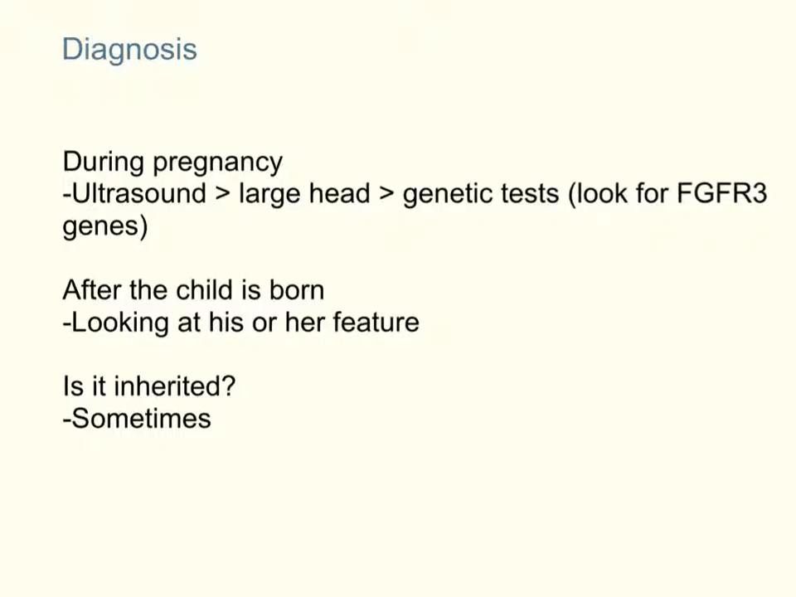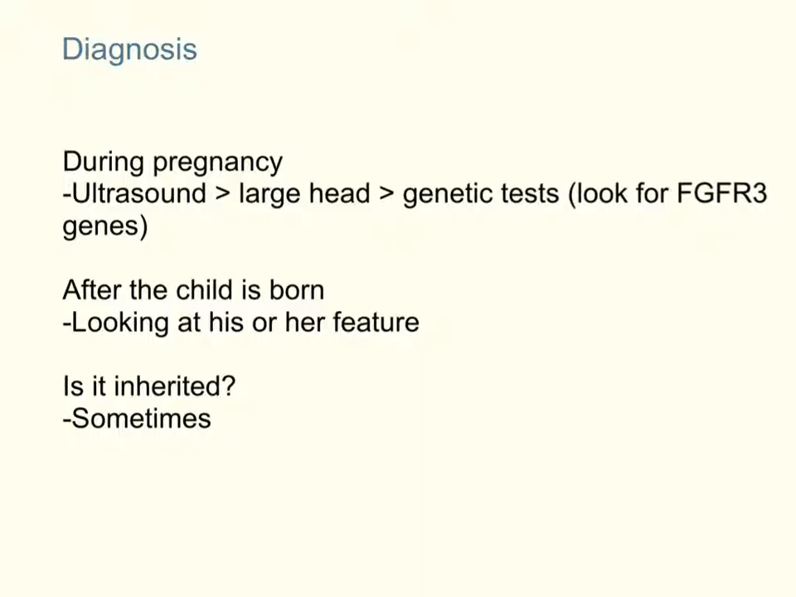Diagnosis: there are two ways, and the first one is during pregnancy. At first, they check with an ultrasound, and then if they see a larger head or a difference in physical appearance, then they have a genetic test and look for the FGFR3 gene. And the second one, they may check after a child is born. They can determine by looking at his or her features.